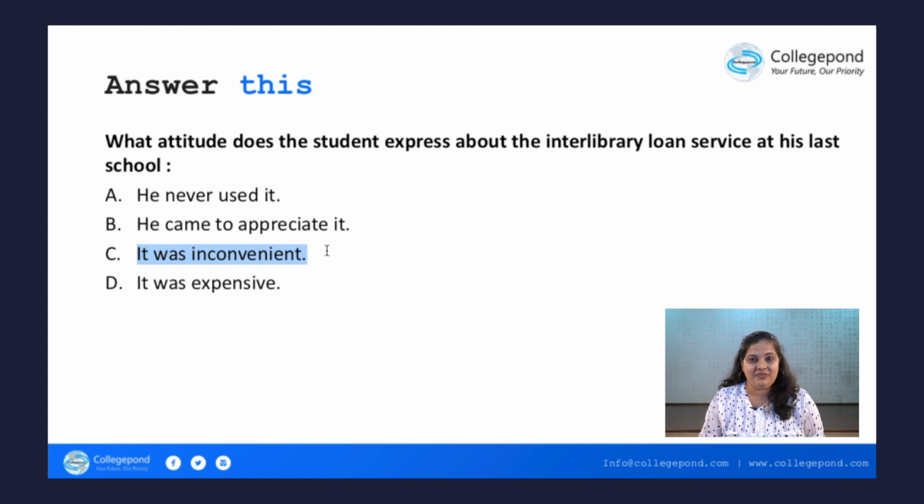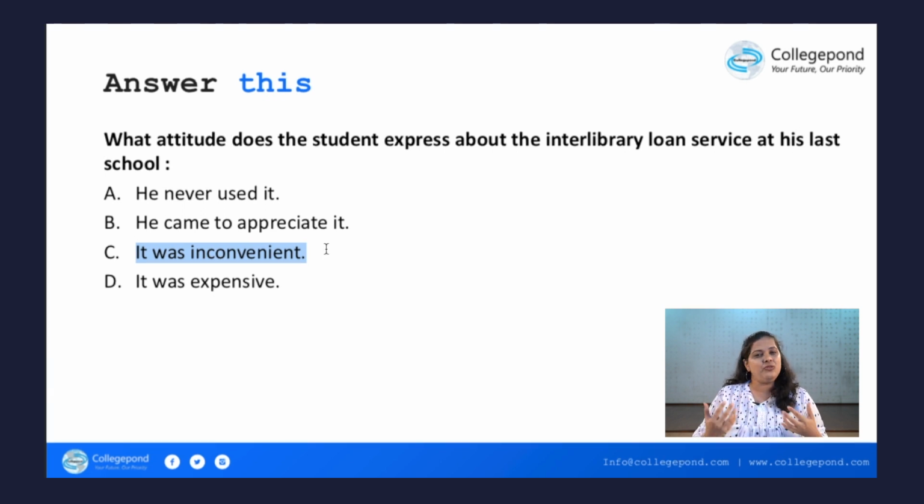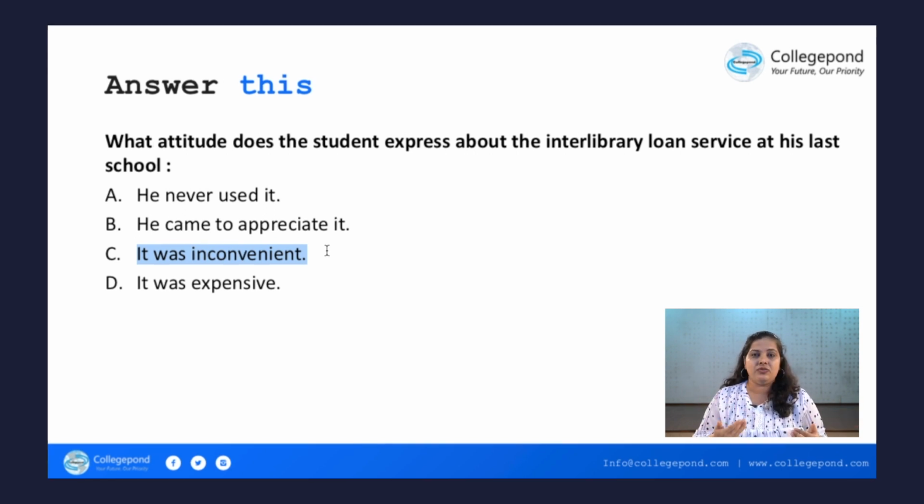He doesn't say it was inconvenient, but his tone drops and he uses all these words saying that he has to really wait for a long time. That kind of shows his disapproval. So the choice of words that he uses and his tone should tell you what his attitude is all about. So this is how you will approach these types of questions.